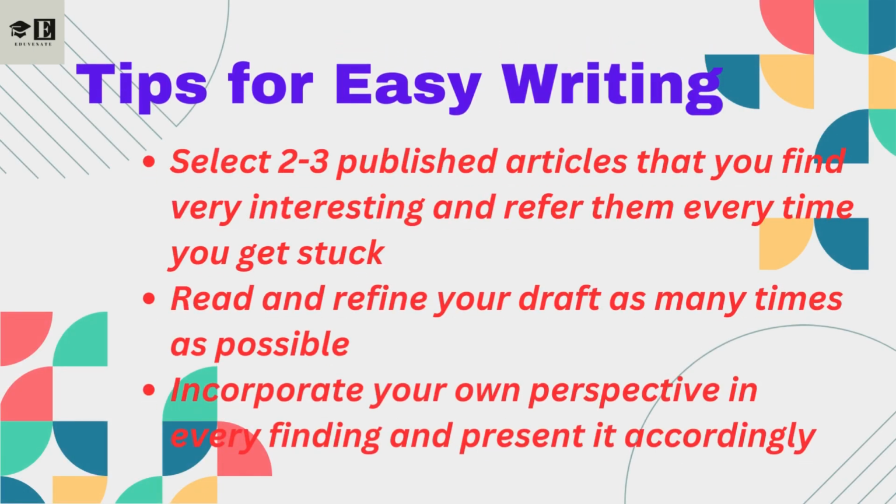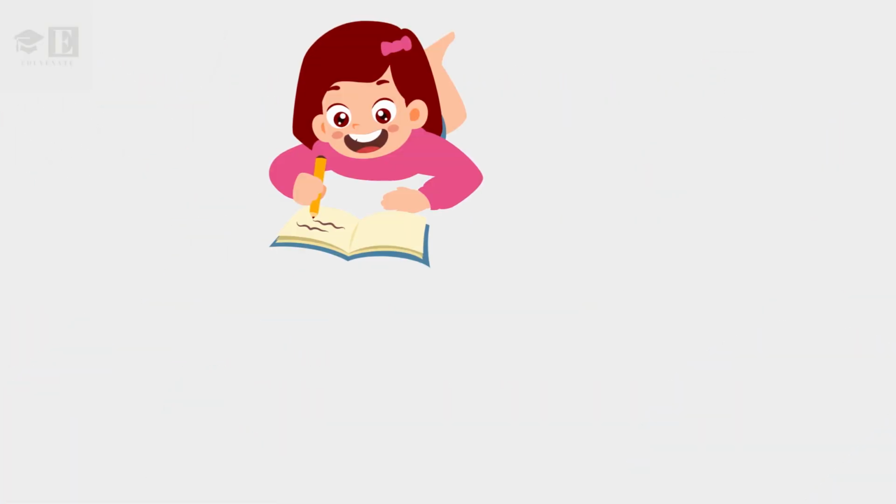Here are some very easy tips for writing a review article. When you are performing a literature search, select 2-3 articles that you find very interesting, and when you are writing your manuscript, you can always refer to those publications for the way of writing, presenting data, and how to synchronize your data in your article. Read and refine your draft as many times as possible, and always incorporate your insights in your study. That will make a huge difference.